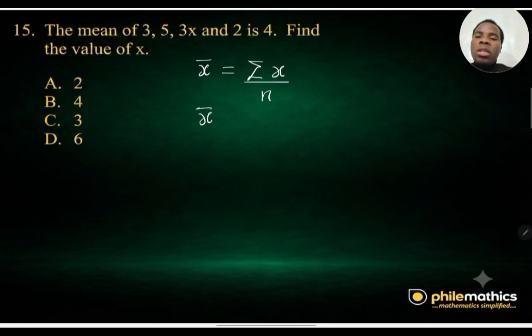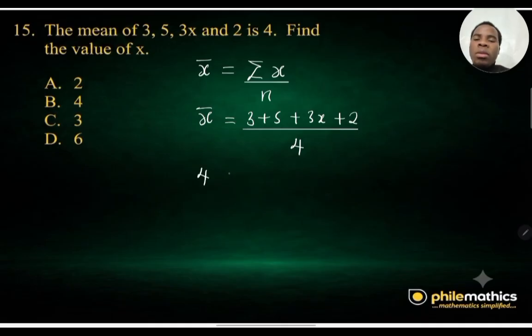So the mean will be 3 plus 5 plus 3x plus 2 over 4. We are told that the mean is 4. This will give us 3 plus 5 is 8, 8 plus 2 is 10, 10 plus 3x over 4. 4 times 4 is 16.